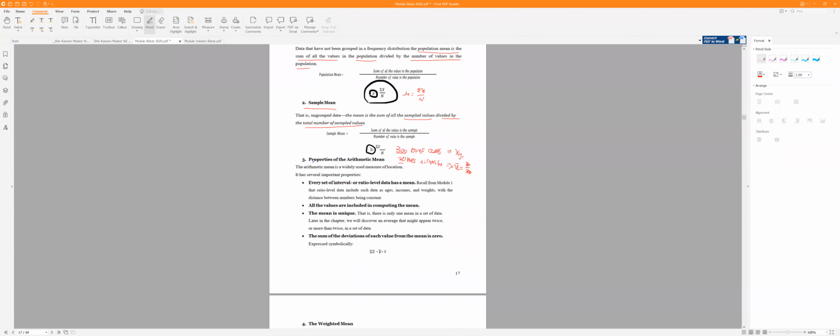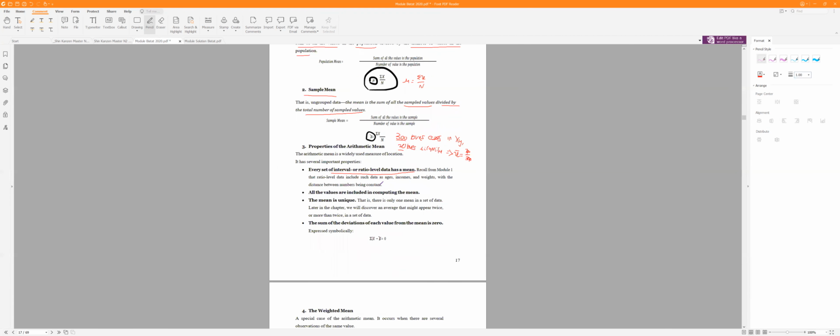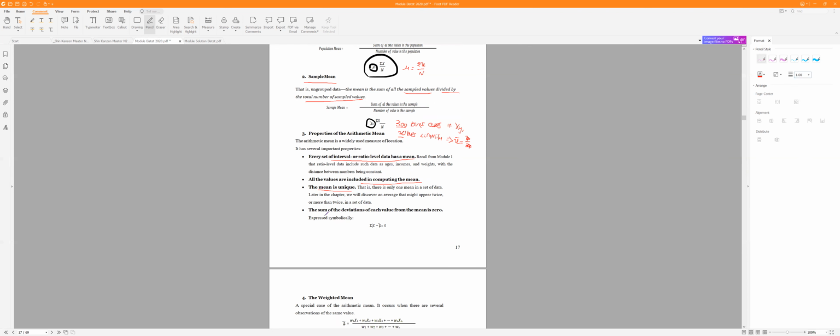Okay, so these are the properties of the arithmetic mean. Every set of interval or ratio level data has a mean. All right, this should be obvious because the distances between numbers are constant and meaningful. So they should have a mean, but this shouldn't come on the test. So just memorize it. All the values are included in computing the mean. Of course, we don't want to leave any value behind. And the mean is unique. It's unique to a sample or it's unique to a population, right?